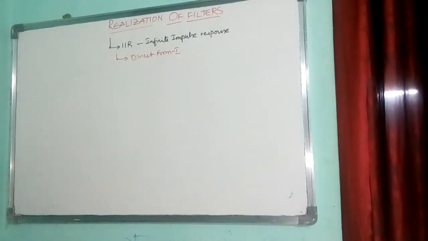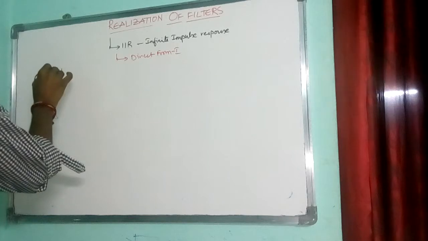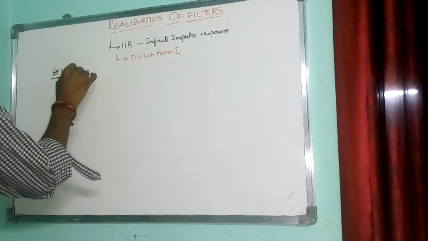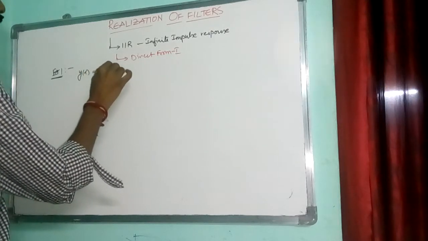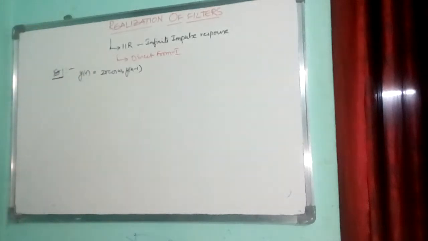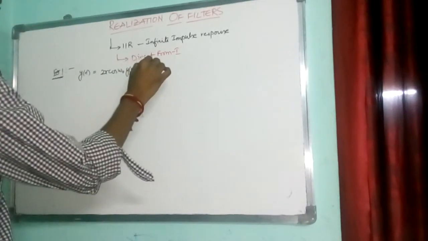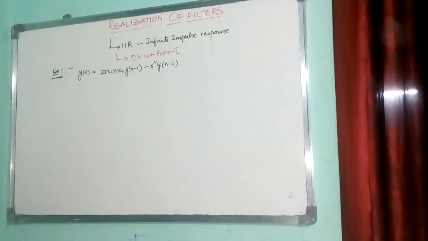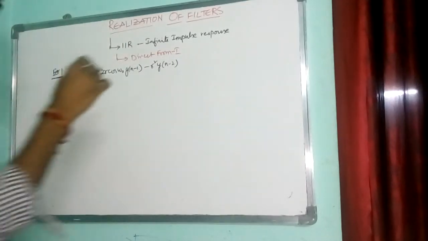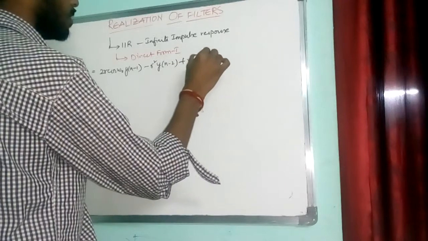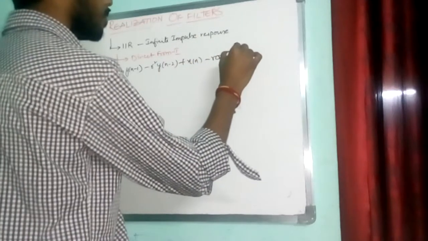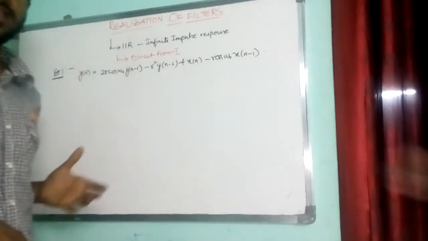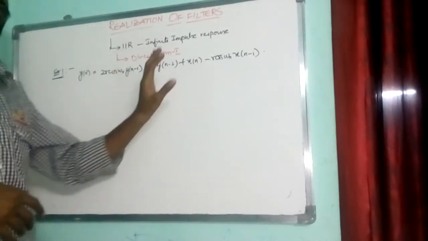Okay, so the example is given as y of n is equal to 2r cos omega y of n minus 1 minus r square y of n minus 2 plus x of n minus r cos omega naught into x of n minus 1. Now this is given and they are asked to realize the filter using direct form 1.